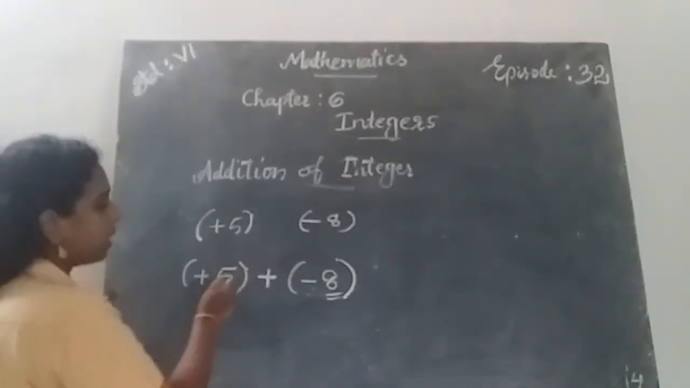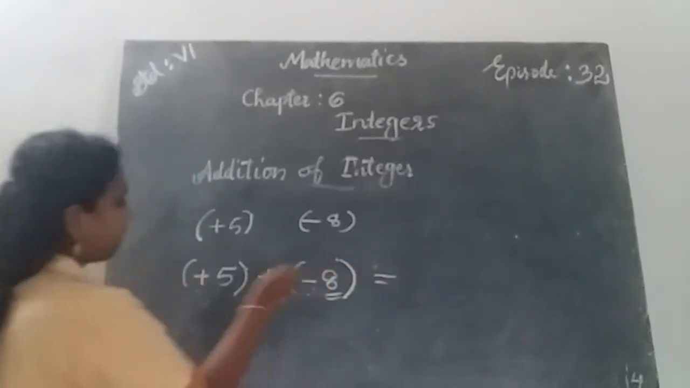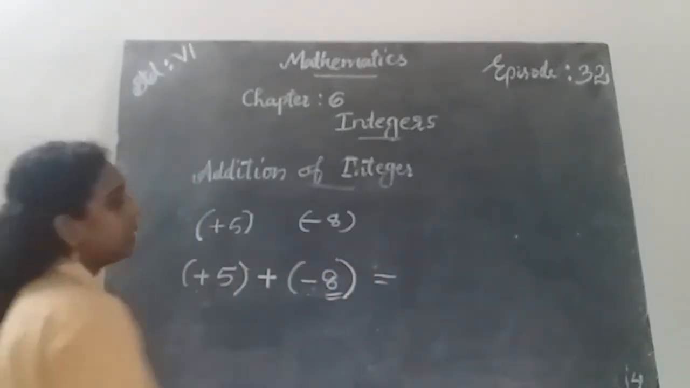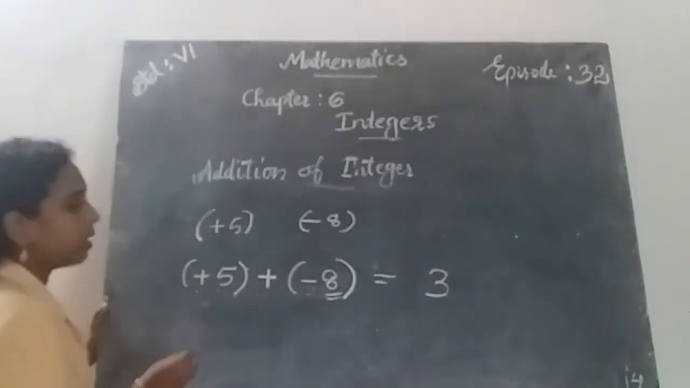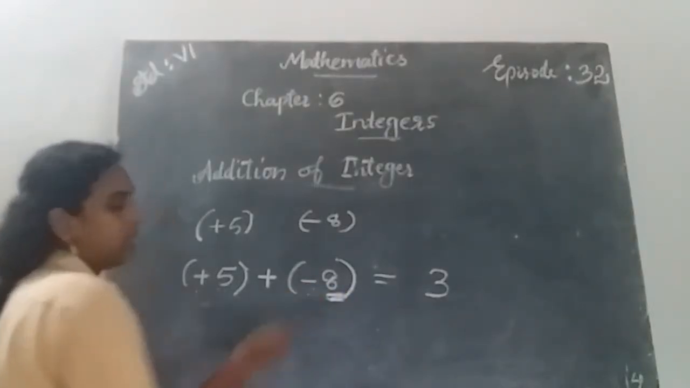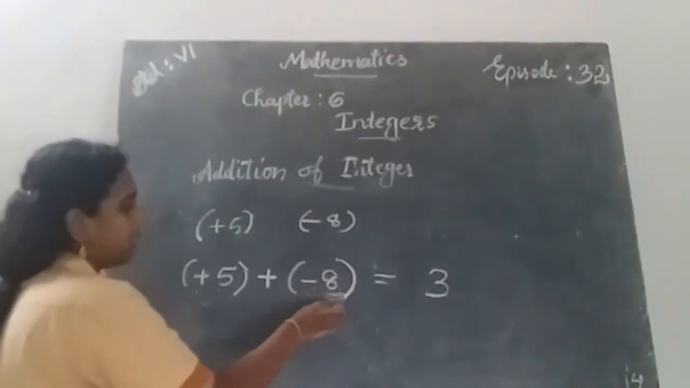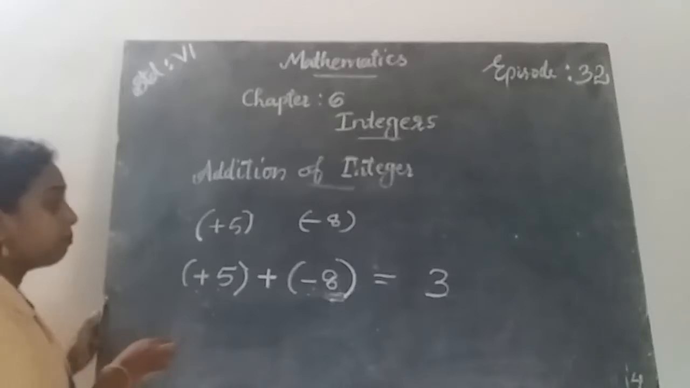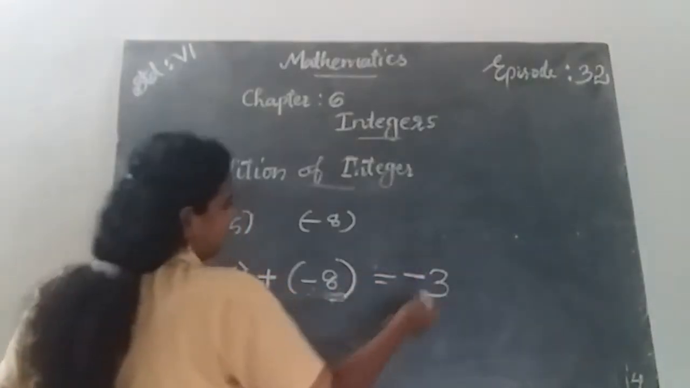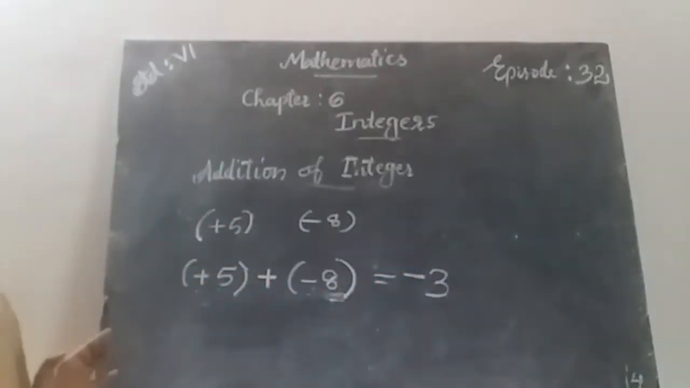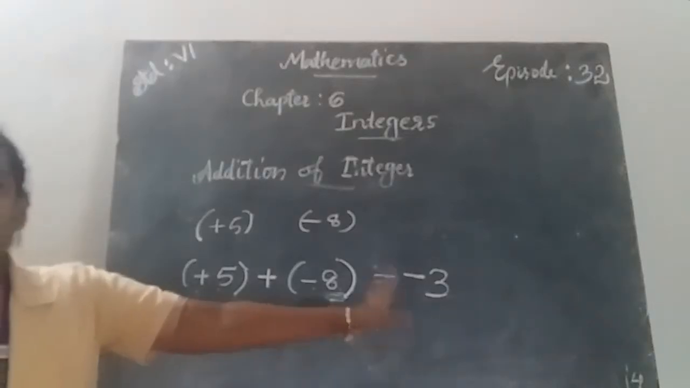First we subtract these two numbers, that is 8 minus 5. We get 3. And take the sign of the biggest number, that is 8. 8 is bigger than 5, so the sign is negative. So put the sign of the biggest number on the answer. So we get negative 3.